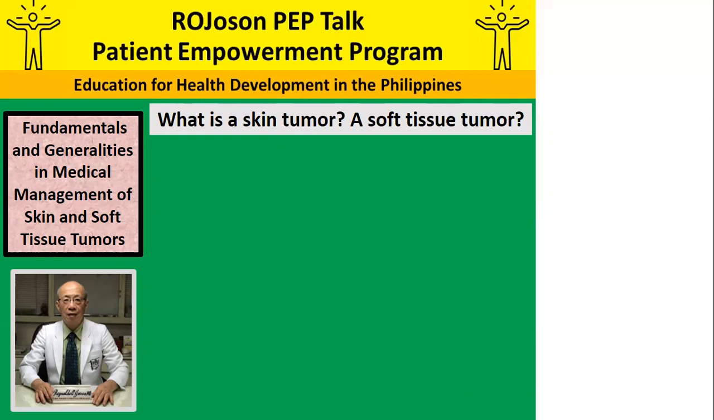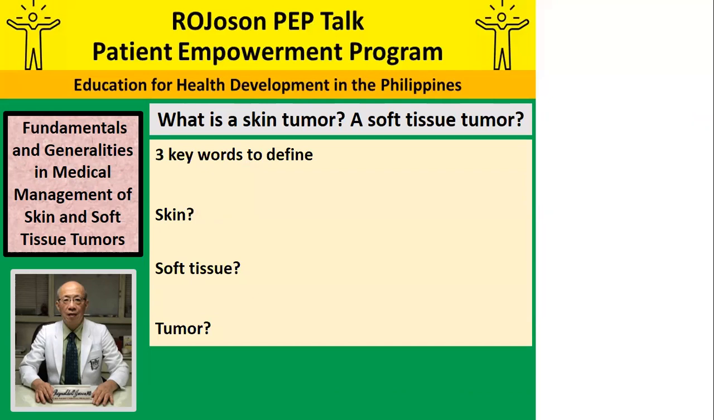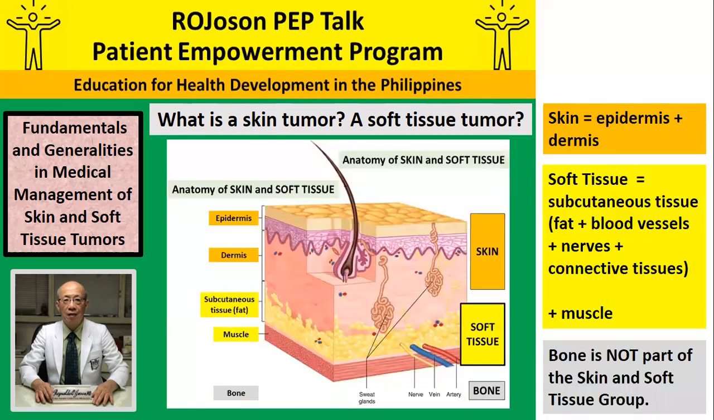What is a skin tumor? A soft tissue tumor. There are 3 keywords to define here: skin, soft tissue, and tumor. The skin is made up of the epidermis and the dermis. The soft tissue is made up of the subcutaneous tissue, which consists of the fat, blood vessels, nerves and connective tissues, and muscles. The bone is not part of the skin and soft tissue group.